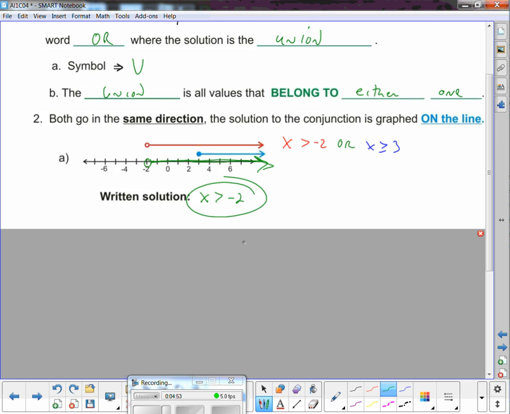Does the number -4 belong to at least one of them? It's not going to be an answer to our disjunction. Does the number 4 belong to at least one of them? Yeah, it belongs to the blue and the red. It's going to be part of our solution. Does the number 6 belong to at least one of them? Yes, it's going to be part of our solution. So what values belong to at least one of them? Any value from -2 on.